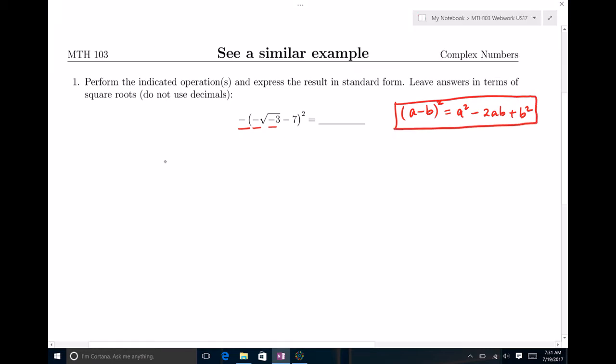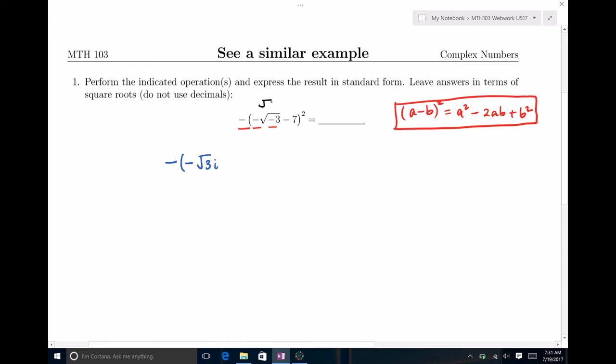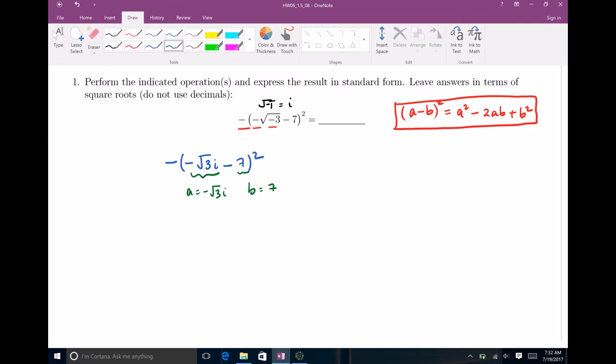Now I'm going to start with writing negative of (negative the square root of negative 3 minus 7) the whole squared. I'm going to write it as the square root of 3 times i, and this is simply because the square root of negative 1 is equal to i. Now this is like (a minus b) the whole squared, with a being negative square root of 3 times i and b being 7. So I'm just going to employ the formula directly.